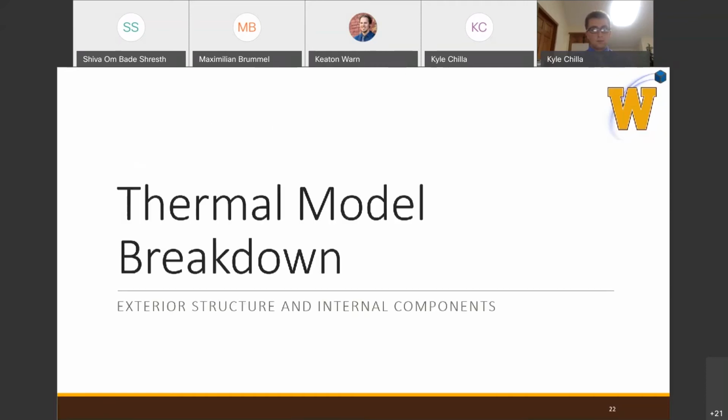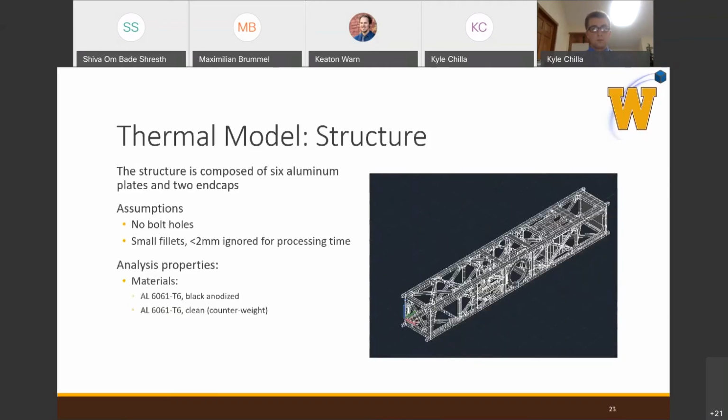Now for a breakdown of our thermal model. This is the structure of the satellite. It is composed of 6 aluminum plates and 2 end caps. The assumptions we made: we didn't include any bolt holes, and any small fillets smaller than 2 millimeters were ignored for model fidelity and decreased processing time. The structure is made out of 6061 T6 aluminum, and that comes in a black anodized for the outer structure and a clean version for the counterweight, which is inside the satellite.